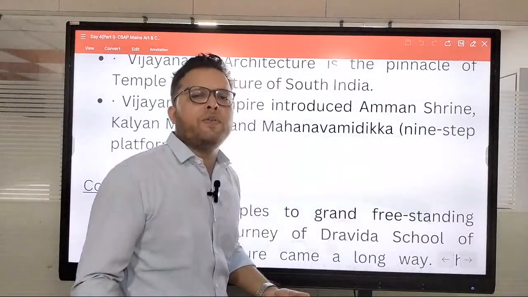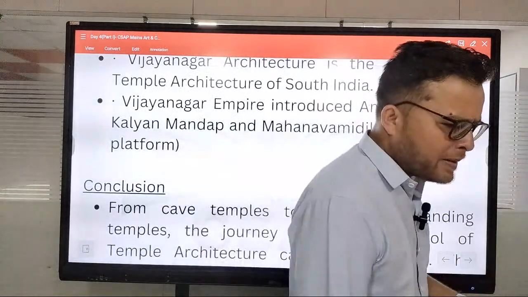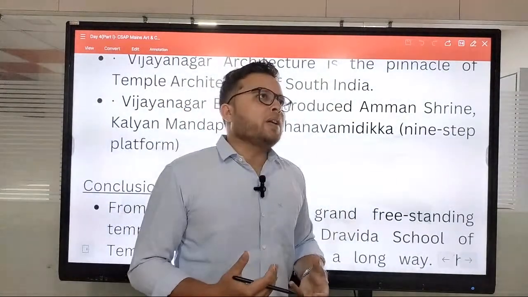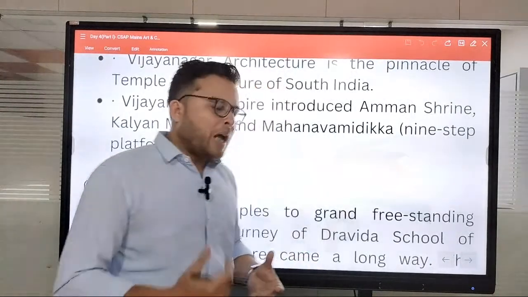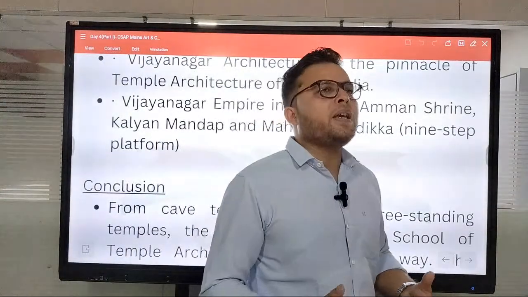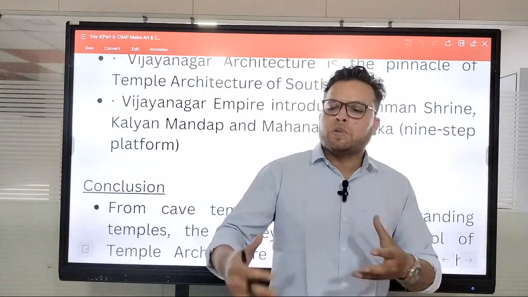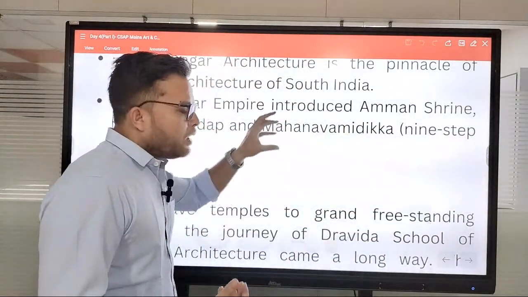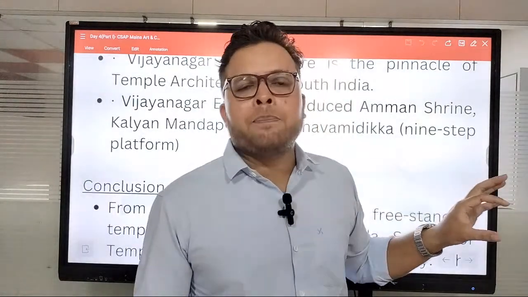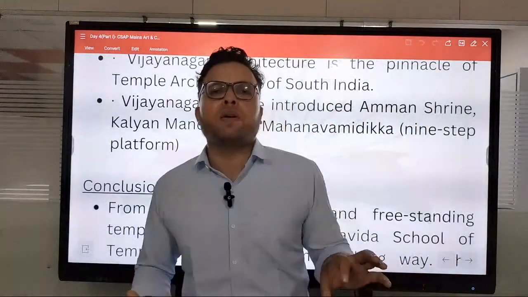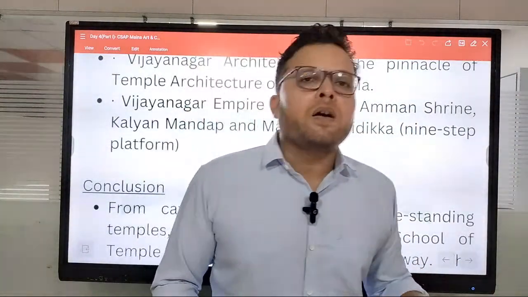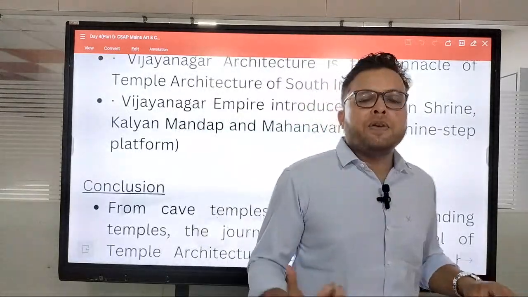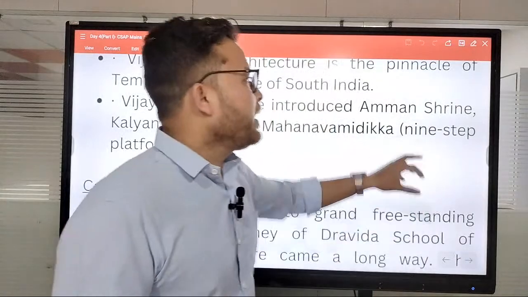In the temples that developed under the Vijayanagara Empire, there is a very famous temple, although it is not in an intact form, as it had to face the events of time. A very important temple is the Virupaksha temple, which was built around this time period, and it is located at Hampi in Karnataka. So what you will find in the temples constructed under the Vijayanagara rulers, for example, is the Amman Shrine.